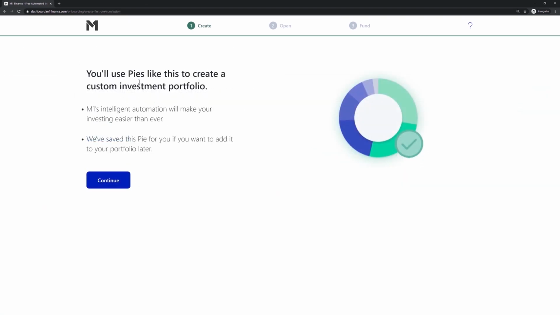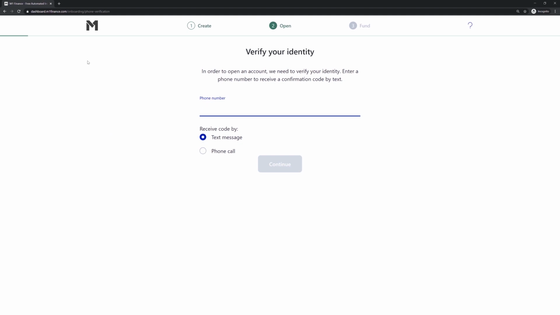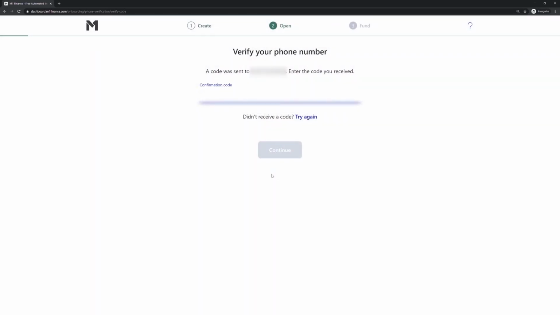Once we have created our first pie, we then have the option to add a little bit of complexity to our portfolio. Now you need to verify your identity here, so I will go ahead and do that now. Sending me a text message. Let's see if it worked. All right, got my code.